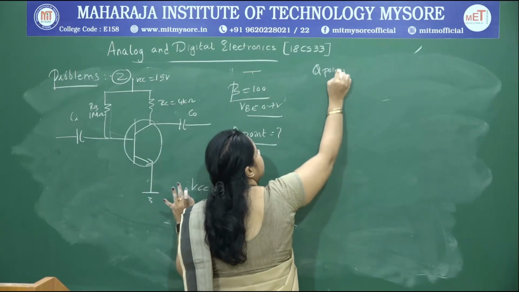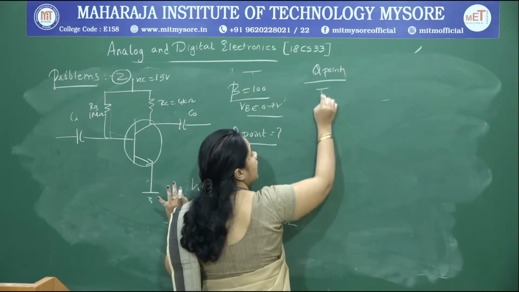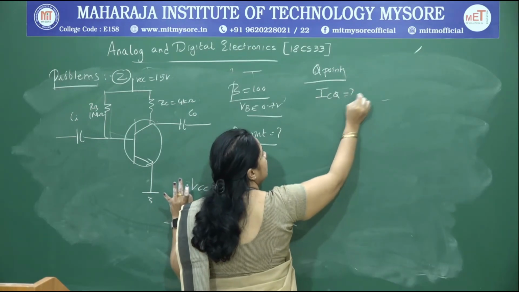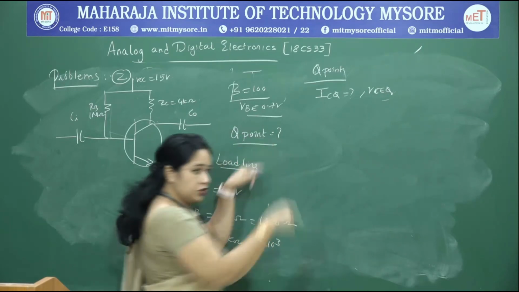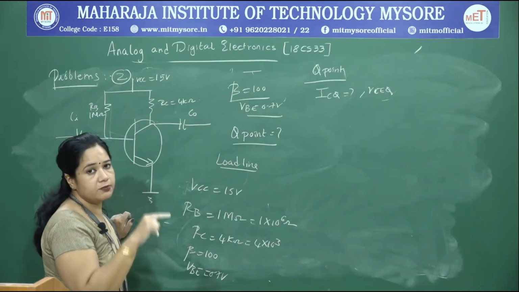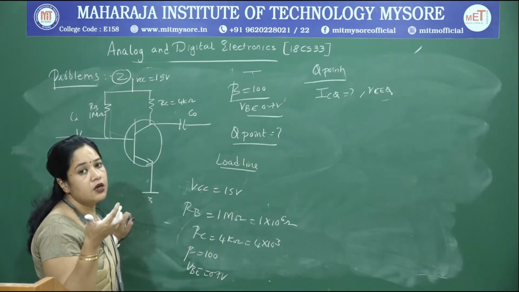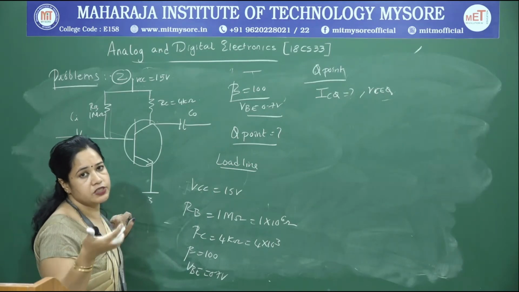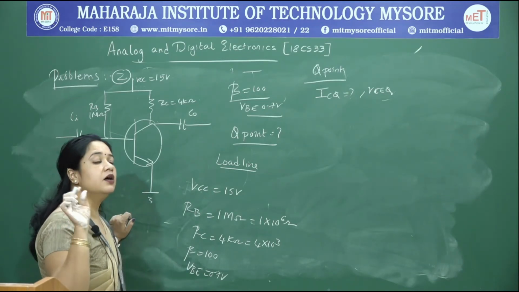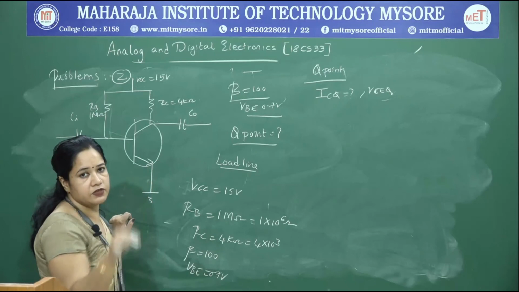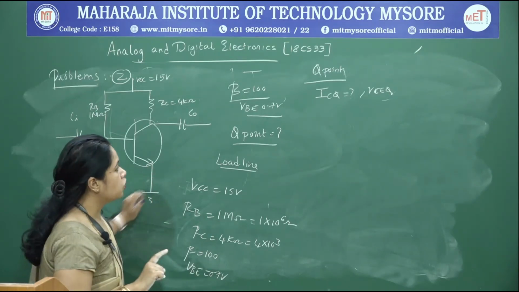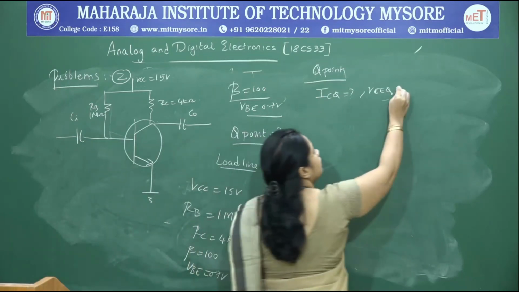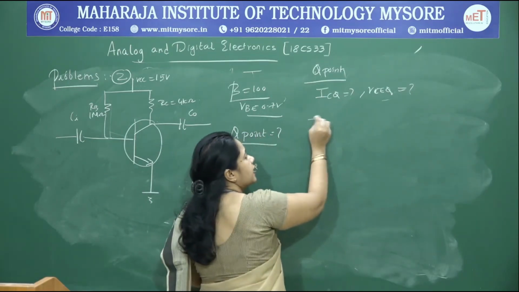When I say Q point is to be determined, what am I supposed to determine? I need to determine ICQ and VCEQ. Along with this, I need to determine the load line. To determine the load line, we consider VCE equal to VCC minus ICRC, fix a point on the x axis, fix a point on the y axis, and join them to get the load line.